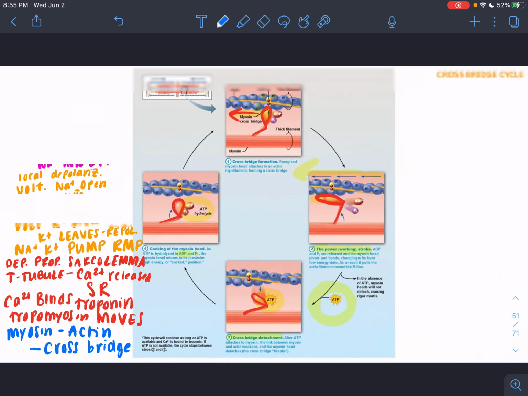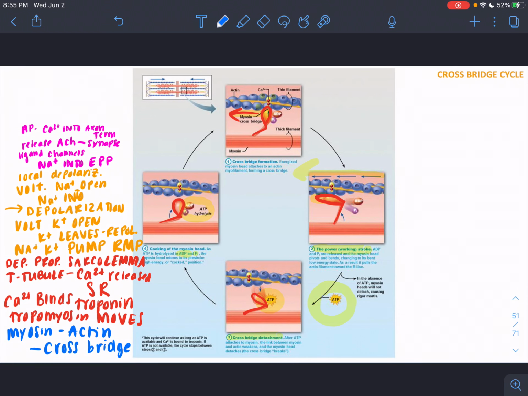Okay. After the cross bridge is formed, you have the Crossbridge cycle. So you form the cross bridge, you have the power stroke. ATP causes the actin and myosin to detach. ATP is hydrolyzed, causing that myosin head to cock and get ready for another Crossbridge cycle. Okay, so this is going to keep happening so long as there is calcium in the muscle cell.